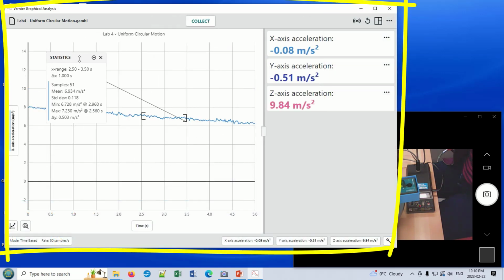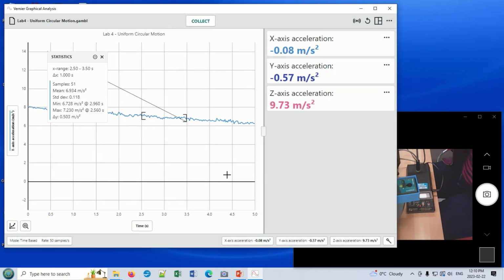So this is the graph that you're going to want to put in your report. Screen capture it the usual way and paste it into your report.